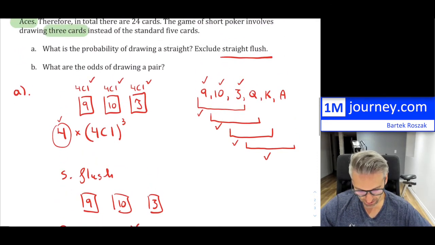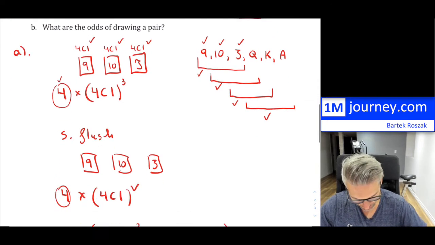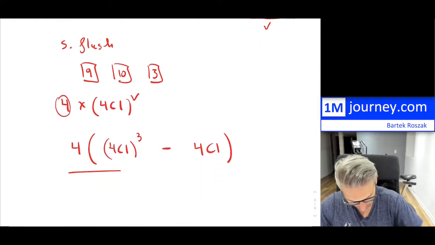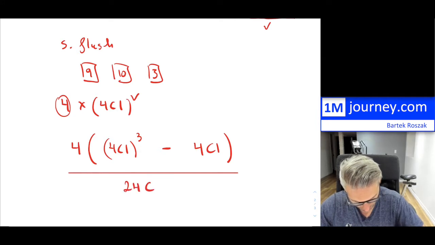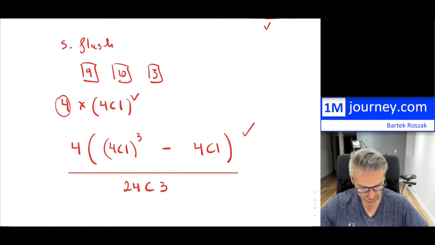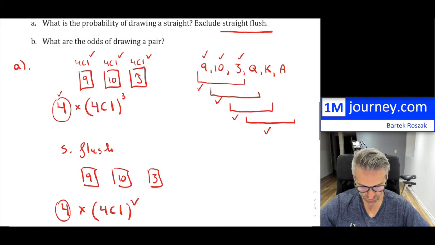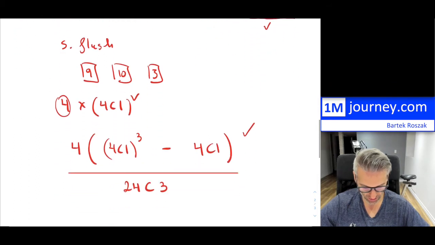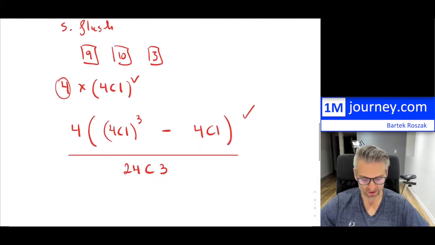And they are asking me for the probability. So probability means this is going to be all over. Now I have 24 cards, I'm going to choose 3 of them. So those are all the possible ways that I can choose my cards. And the numerator is all the possible ways that I can choose a straight, excluding the straight flushes. So now I can calculate what that probability is.